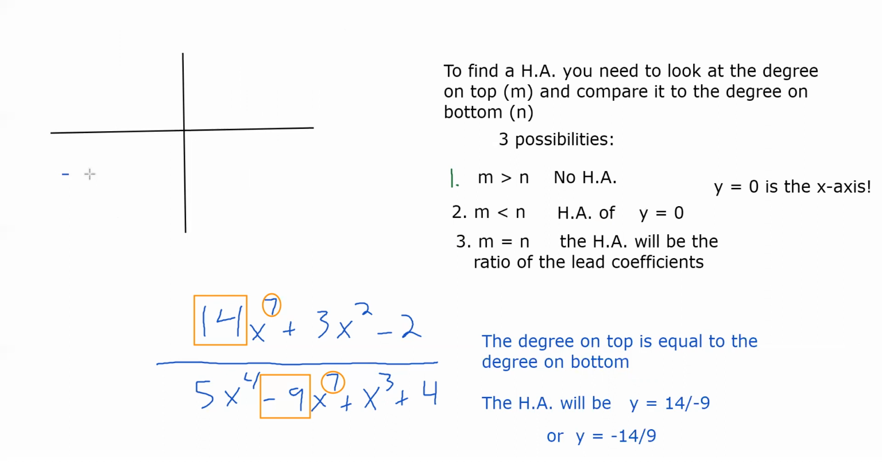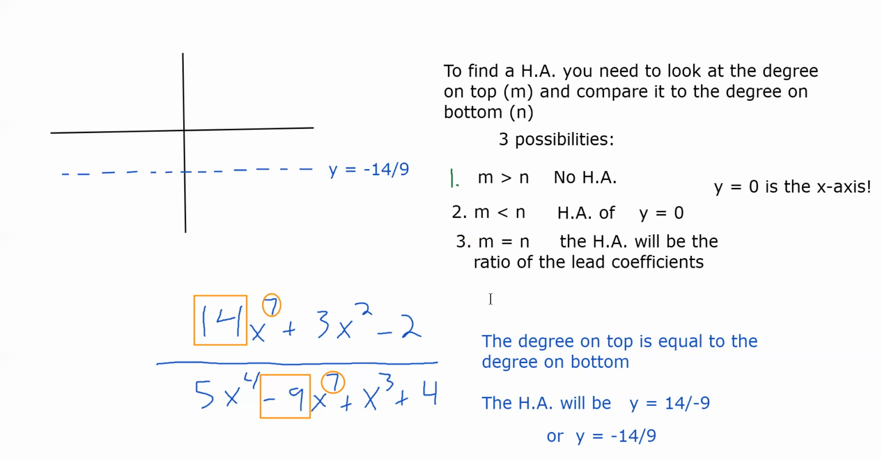Your horizontal asymptote here is going to be this line, y equals -14/9. So it crosses here at -14/9, which is again -1.555555. The fives keep going. Whew. That's a lot to take in.